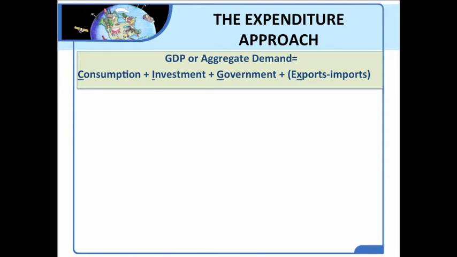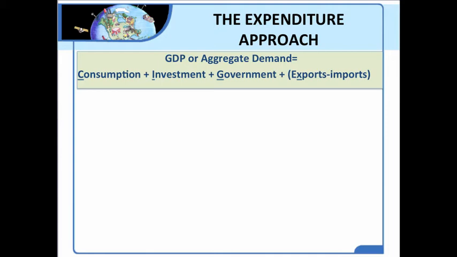Now let's turn our attention to how we measure GDP. There are actually two ways in which we can measure it. The most common approach is called the expenditure approach. An expenditure means you're spending something, spending money. And so here we add up the total dollar amount of all the money that is spent on goods and services. That's called aggregate demand, or GDP. And it is composed of four different sectors.